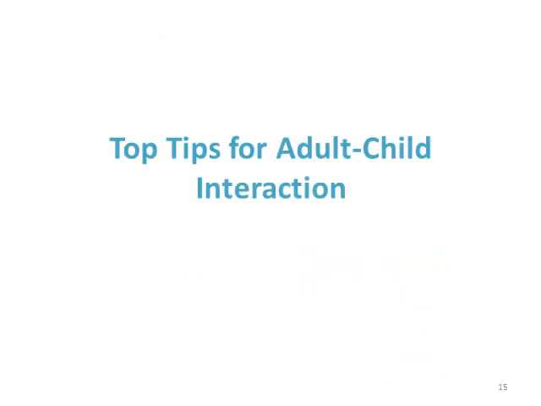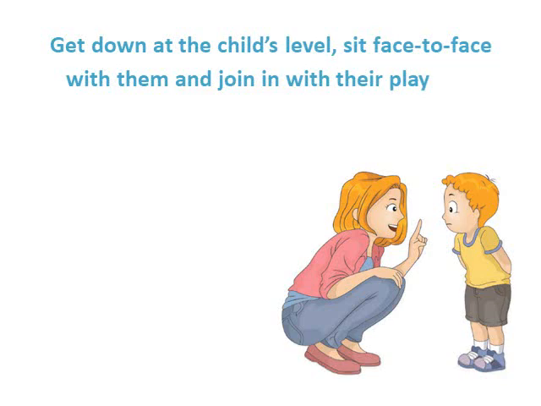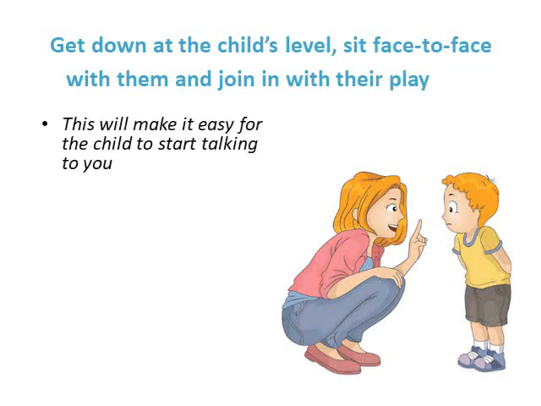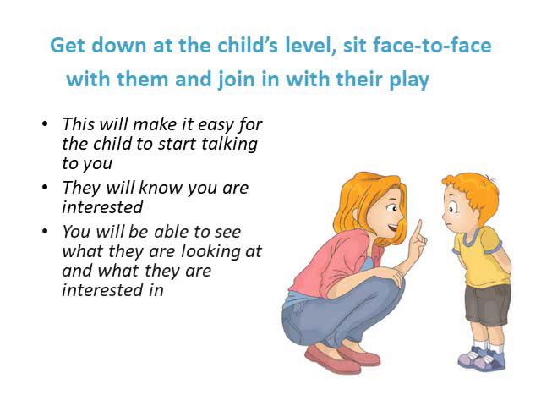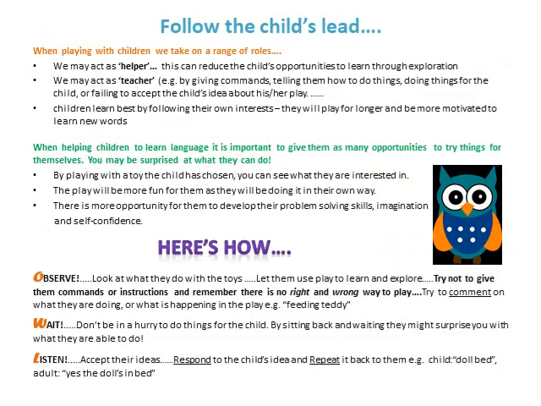Now we're going to take a look at some tips for adult-child interaction that support children's communication skills. First, sit face-to-face with the child and join in with their play. This will make it easy for the child to look at you and start talking to you. They'll know that you're interested. It allows you and the child to focus attention on the same activity. And it helps to develop the child's non-verbal communication skills such as eye contact and facial expression.